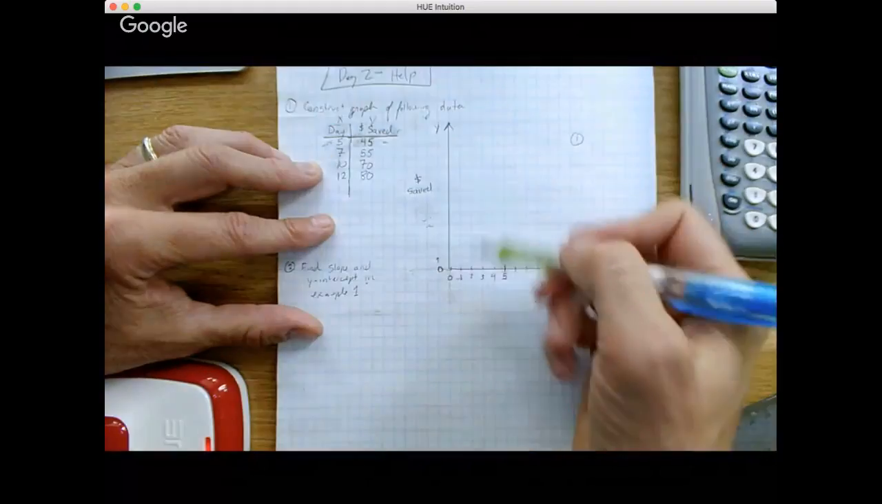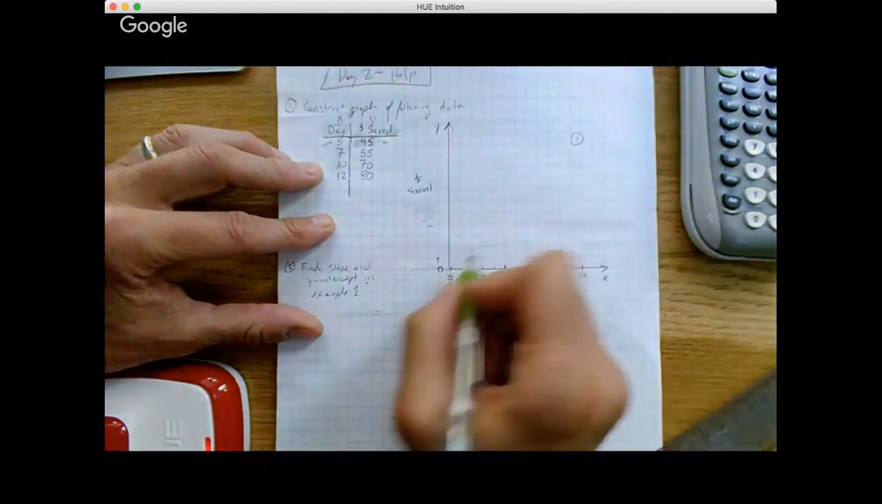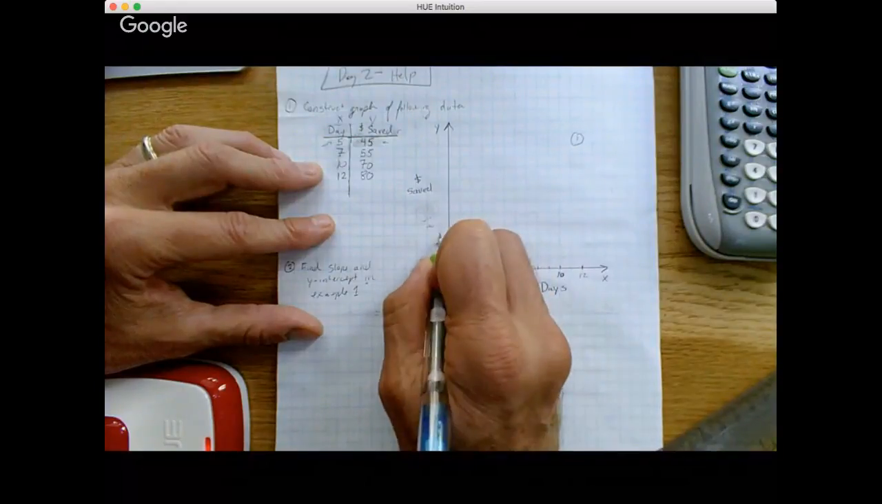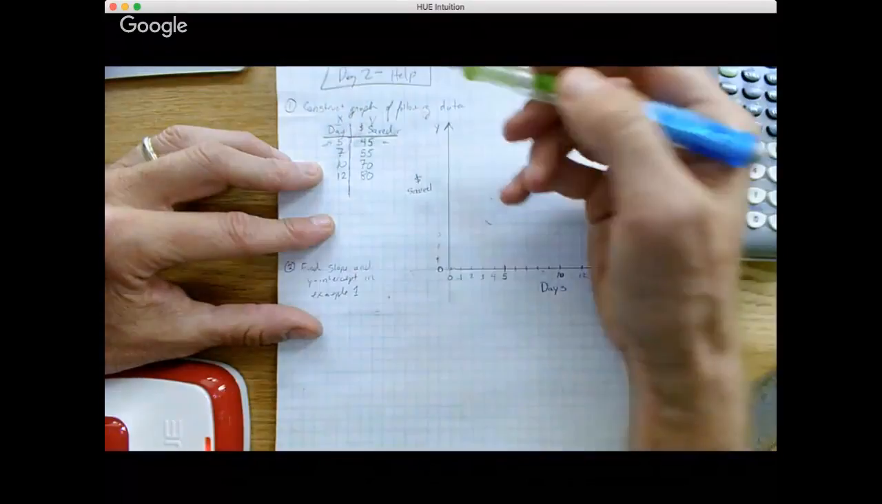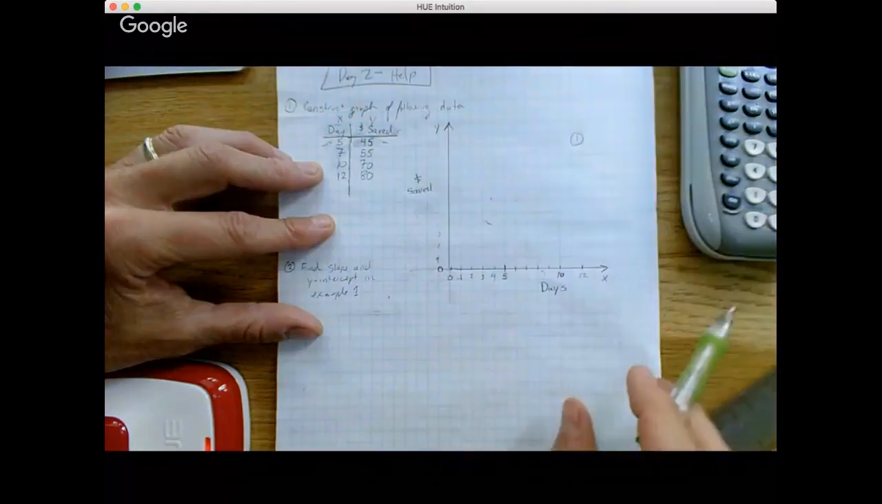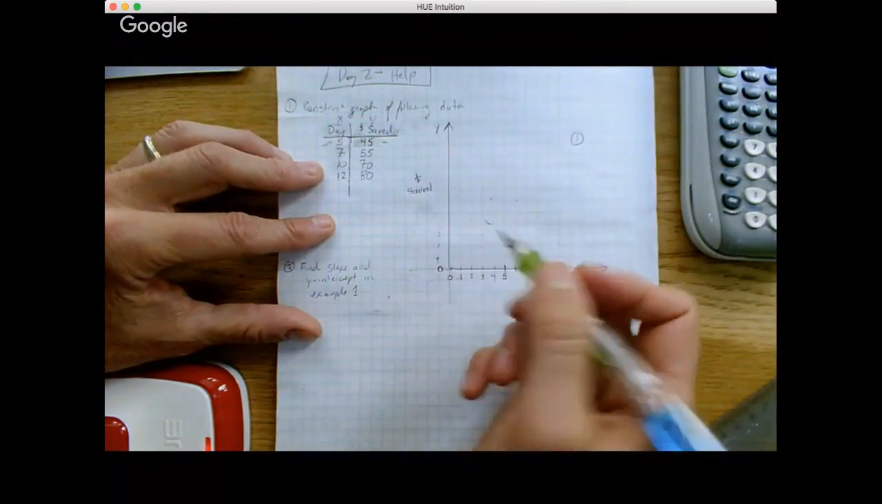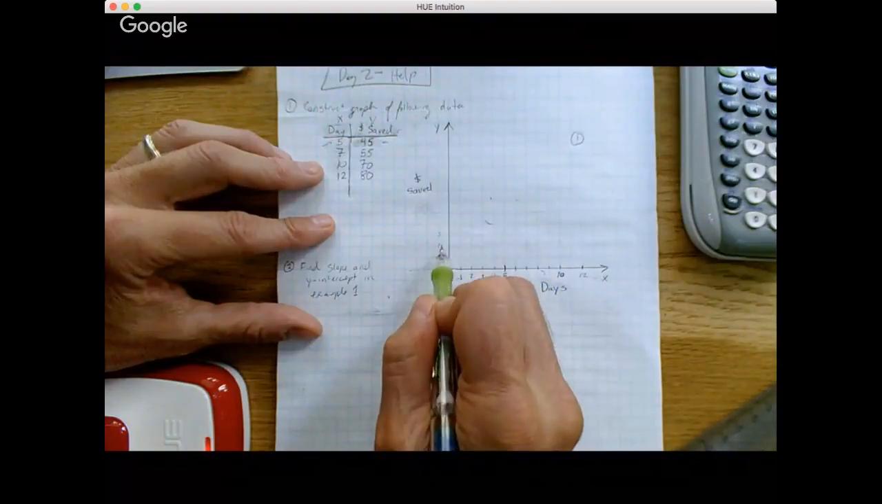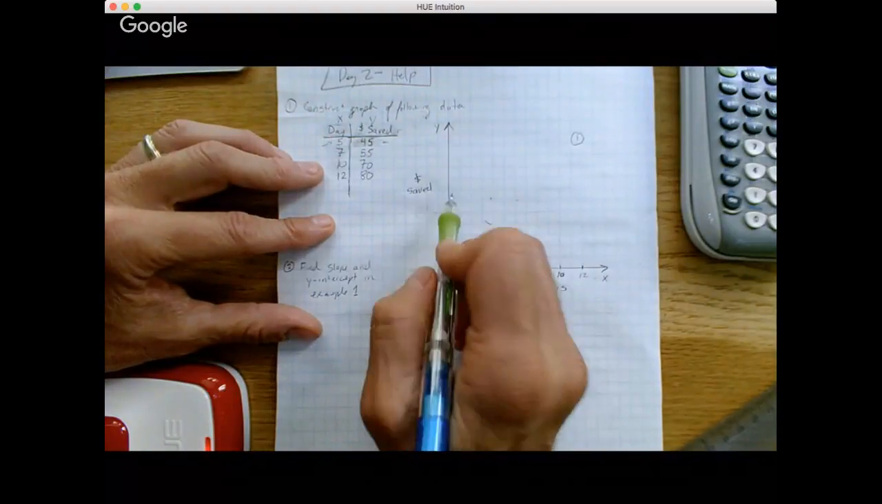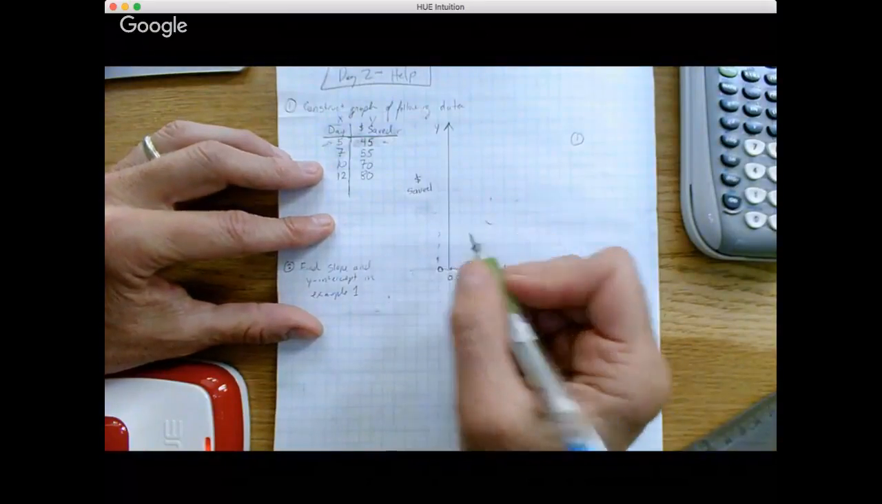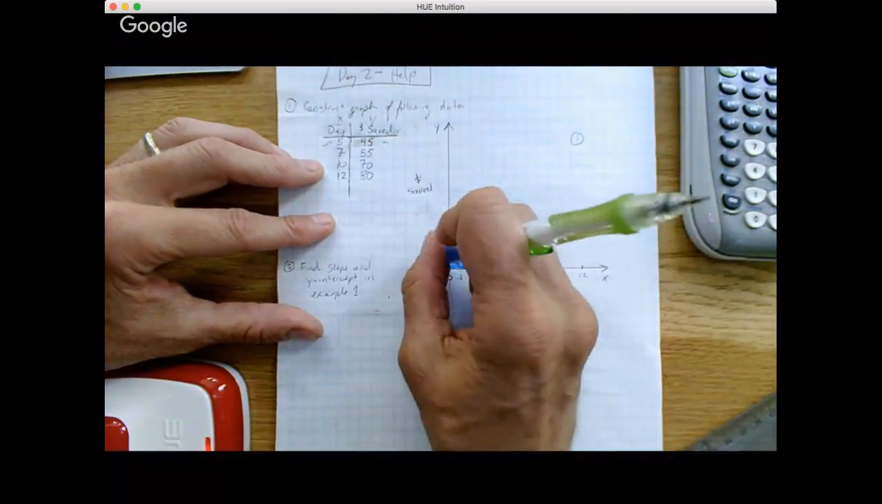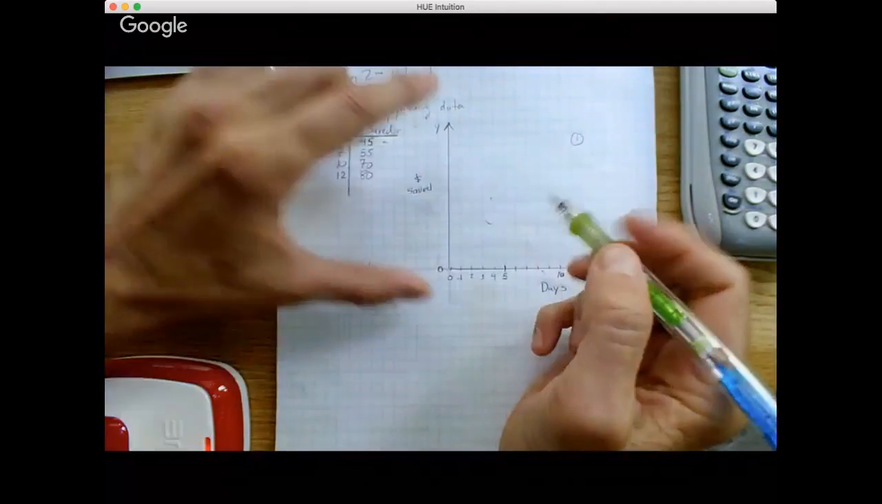Now, on the y-axis, notice if we started with 1, 2, 3, we wouldn't make it to the top. We'd be way, way up here. So what we have to do is decide how we're going to count. Can we count by 5s? Well, 5, 10, 15, 20, 25, 30, 35, 40, 45, 50, 50. Nope, can't count by 5s. So we could be safe if we counted by 10s.